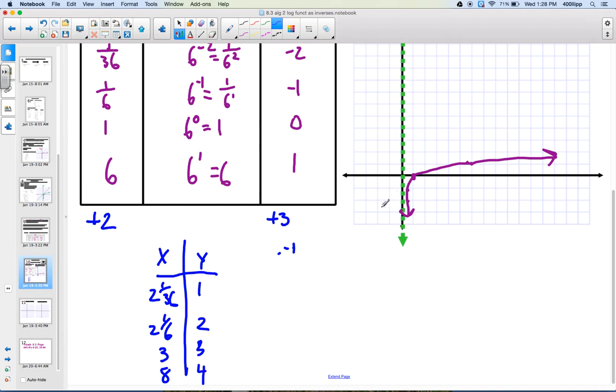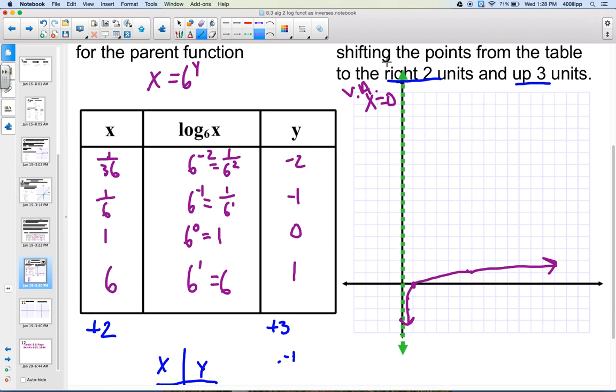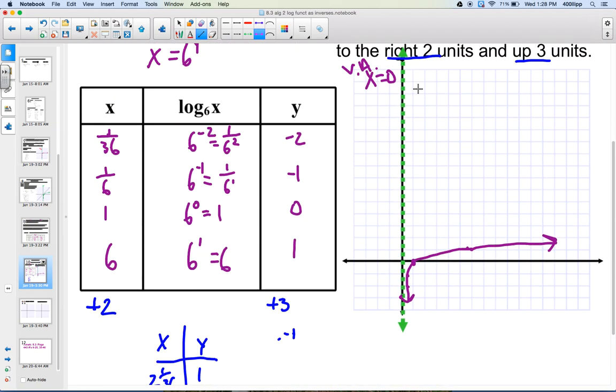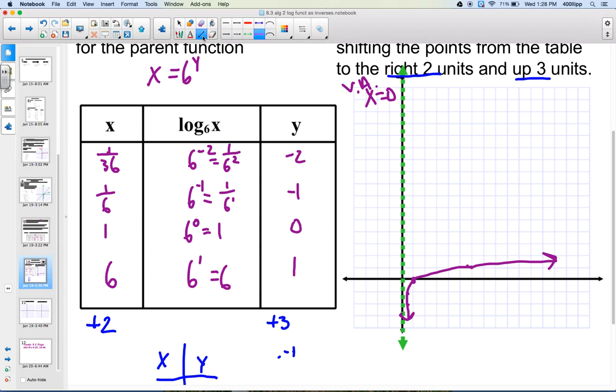Alright, so then we'll graph that, and we know that we first need to put in our vertical asymptote, which is x equals 2. So put that in first. So x equals 2 is right here. And then we can graph that in.